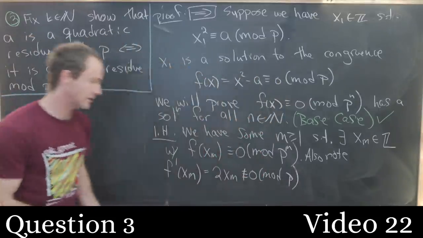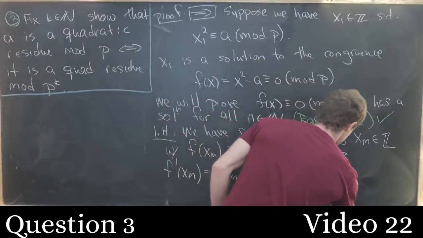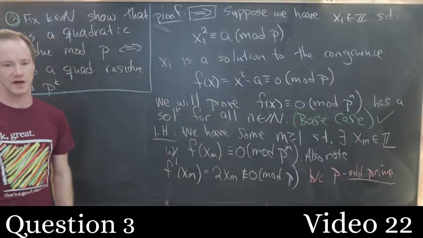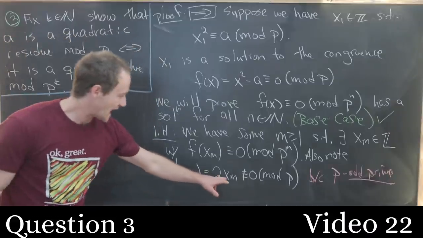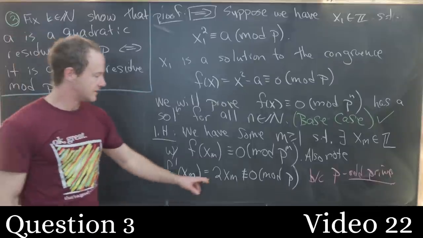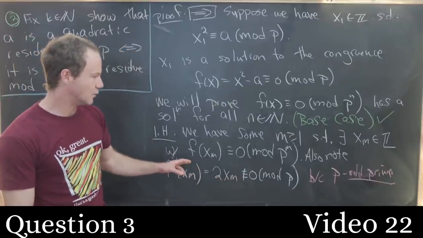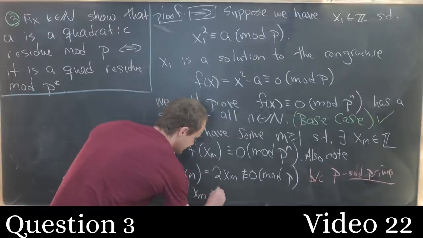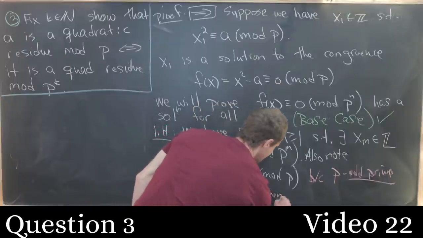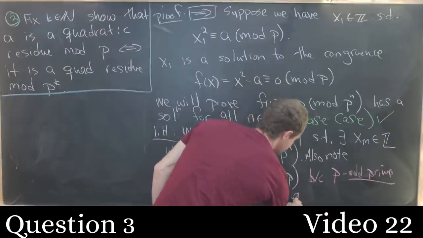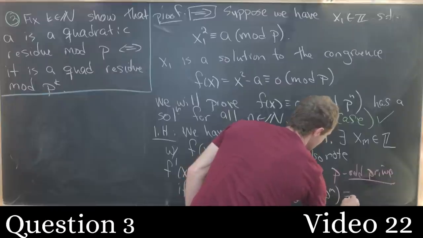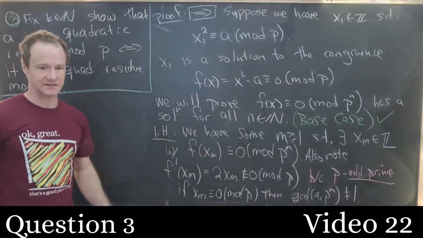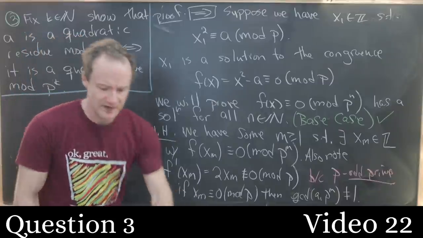Well, that's because of a couple of things. That's because p is an odd prime, which I forgot to write up there, but it is in the exam. So that means that 2 is not congruent to 0 mod p. And then also, xm is not congruent to 0 mod p. Because if xm were congruent to 0 mod p, then it wouldn't satisfy this original equation, right? So let's write that down. If xm were congruent to 0 mod p, then we would have the GCD of A with p to the m is not equal to 1, which means that A could not be a quadratic residue mod p to the m, and that's one of the things that we're assuming. Okay, so we've got this.